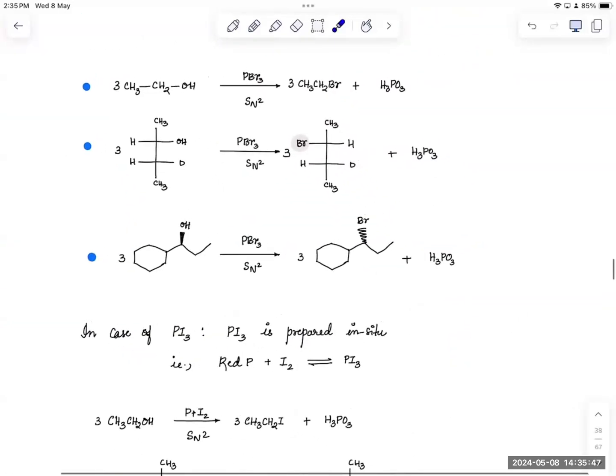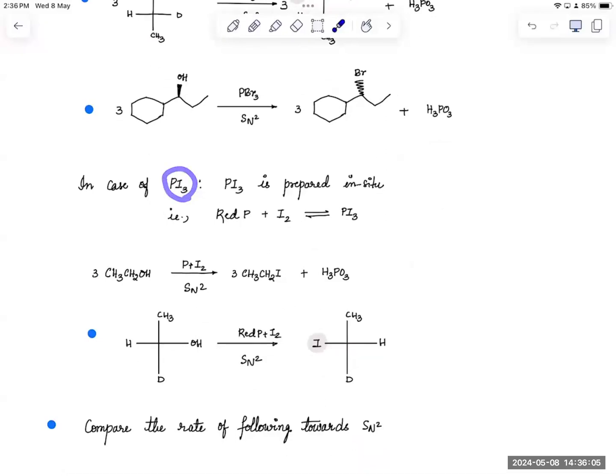Next, check out PBr3. PBr3 will also undergo SN2 mechanism. You'll get 3 moles of this RBr. OH is here. After the inversion, Br will come here. OH is coming out of the plane. Br will be inside the plane, right?